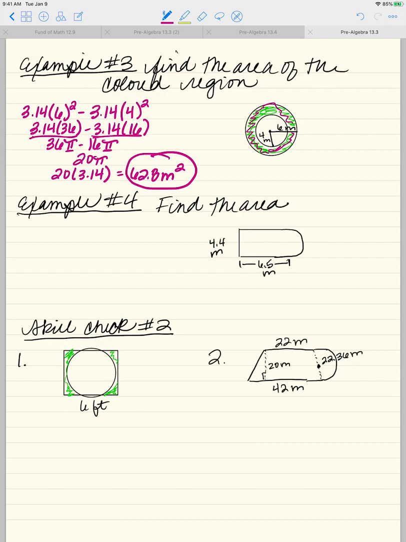Example number 4, find the area of the figure. Okay, so here I didn't do a great job drawing this figure, obviously. I never do, okay? But we have two combined areas here.